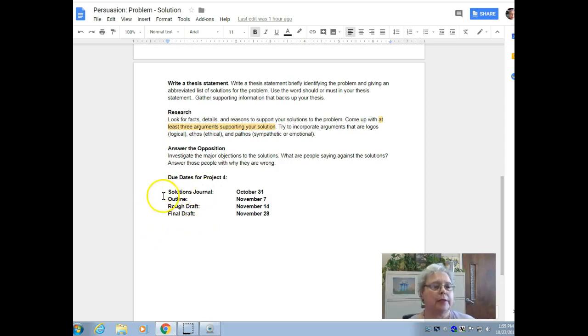So keep these due dates in mind. The solutions journal should be done by, well, actually October the 30th, but I think I've set it up to go one day further so that by October 31st you could have that done. The outline by November 7th, the rough draft by November 14th.